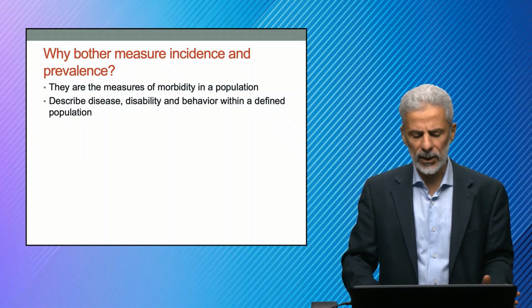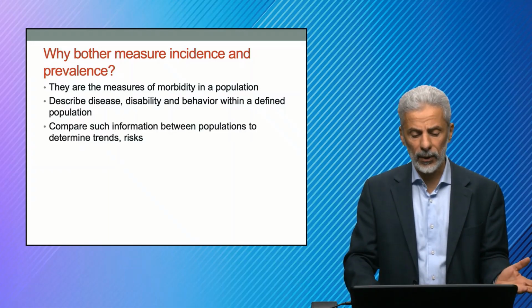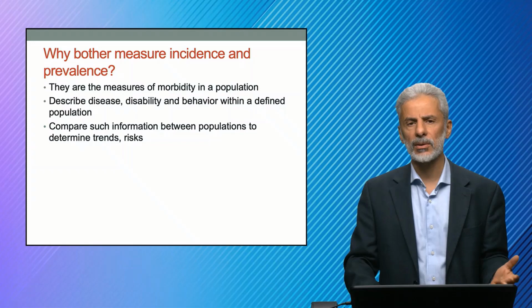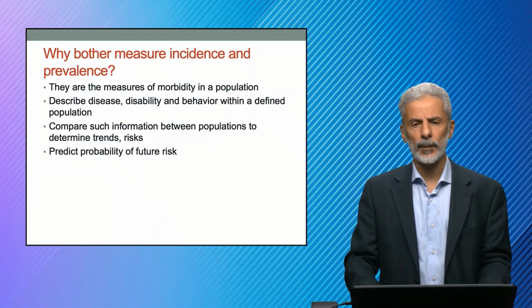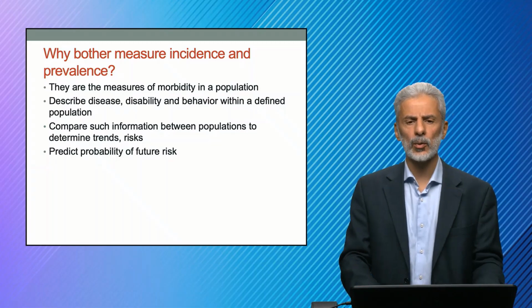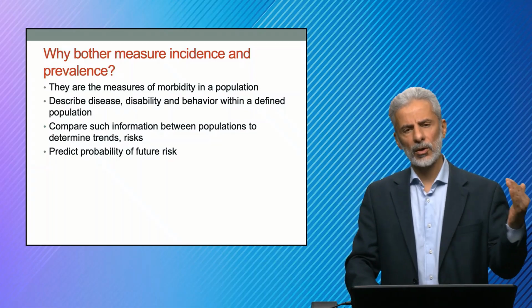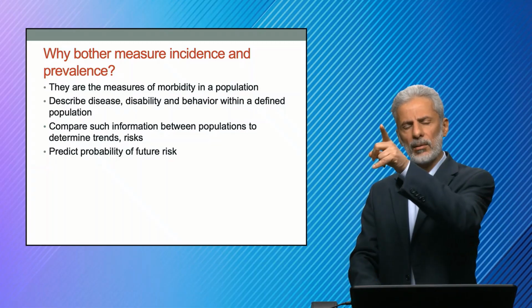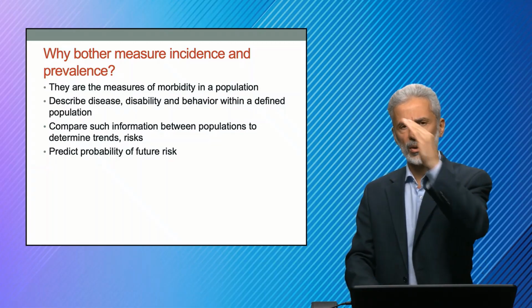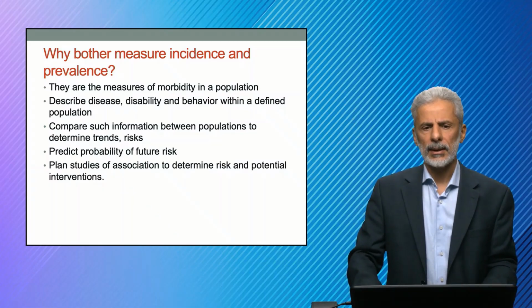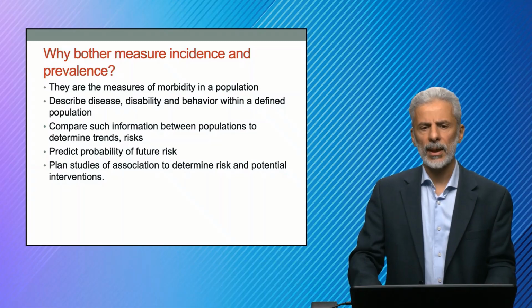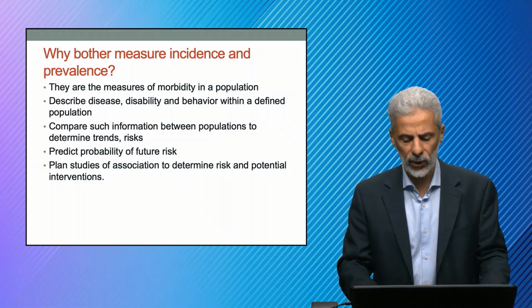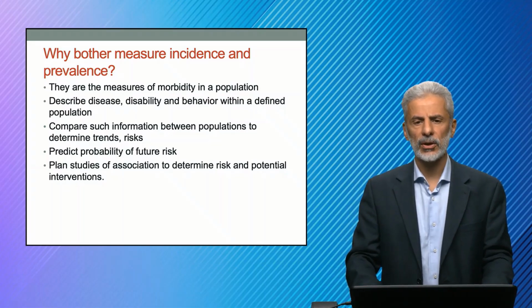So we describe the disease, disability, behavior, and compare such information, trends and risks. These are very obvious, important aspects and applications of getting the prevalence and incidence. And the other thing is we predict the probability. If it's going on a trend, then we know in 2 months, in 1 year, where that trend is going. And therefore, we can also plan studies to determine the risk and potential interventions.